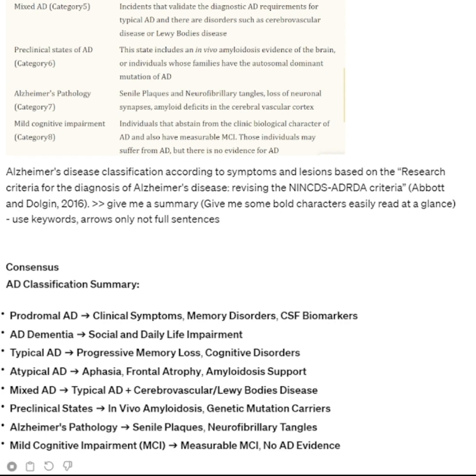AD classification summary: prodromal AD, clinical symptoms, memory disorders, CSF biomarkers. AD dementia, social and daily life impairment. Typical AD, progressive memory loss, cognitive disorders. Atypical AD, aphasia, frontal atrophy, amyloidosis support. Mixed AD, typical AD plus cerebrovascular or Lewy body disease. Preclinical states, in vivo amyloidosis, genetic mutation carriers, Alzheimer's pathology, senile plaques, neurofibrillary tangles. Mild cognitive impairment, MCI, measurable MCI, no AD evidence.